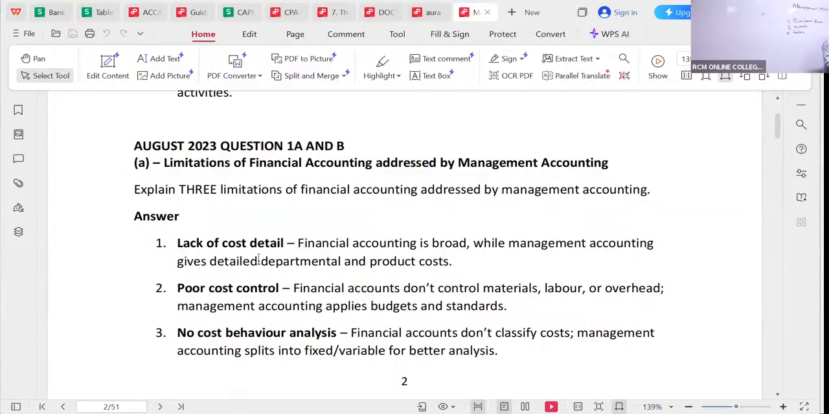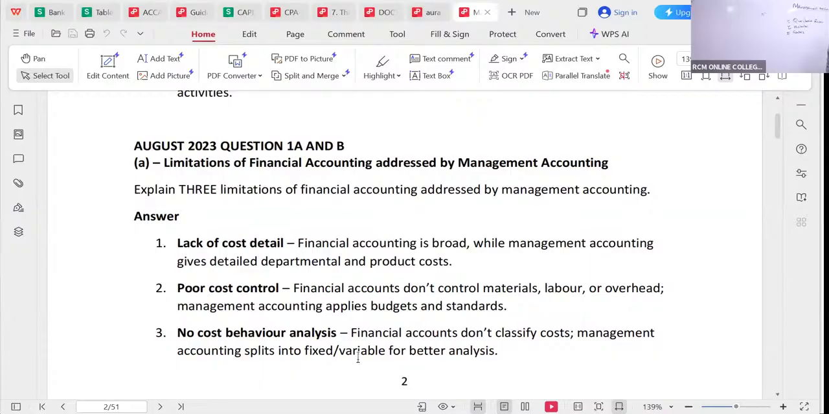Standards. As you said, if you remember very well, I sent some teacher here, I was not available. You were able to do this concept of cost behavior. Do you remember the behavioral classification? In this case, we are able to classify our costs into variable and fixed. Financial accounting doesn't do that. Management accounting does that, isn't it? Management accounting is able to do that. No cost behavioral analysis. Financial accounts doesn't classify costs.